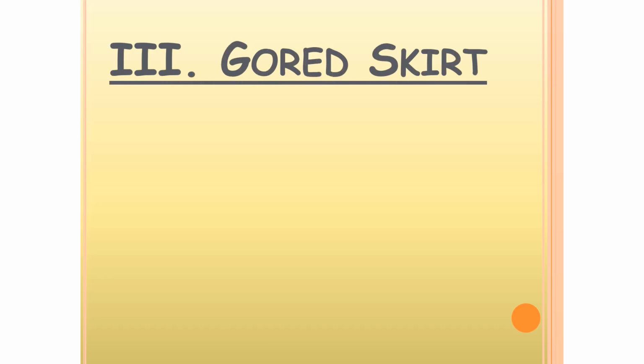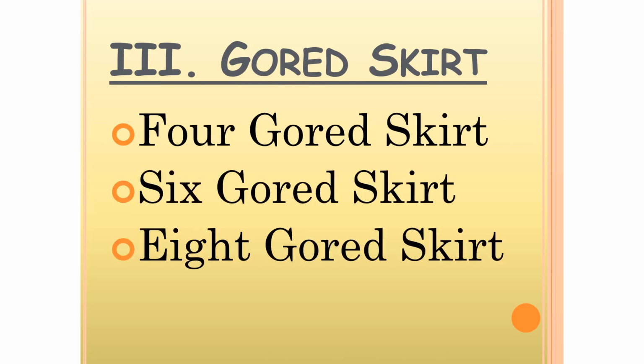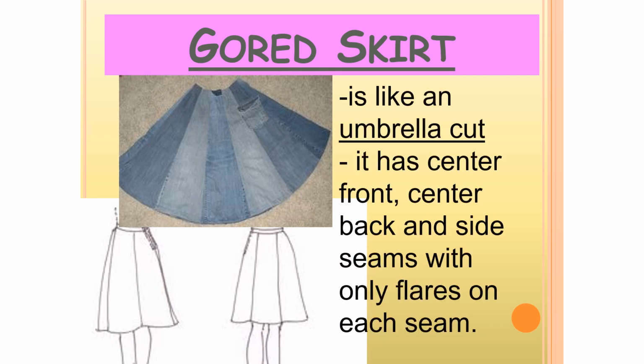The third classification is the cord skirt. We have different types. We have the 4-cord skirt, 6-cord skirt. So how does this look like? This is an example of a cord skirt. As you can see, it's like an umbrella cut. So those are examples of 4 and 6-cord skirt. It is like an umbrella cut, as I have mentioned, and has the center front, center back, and side seam with only flares on each seam.